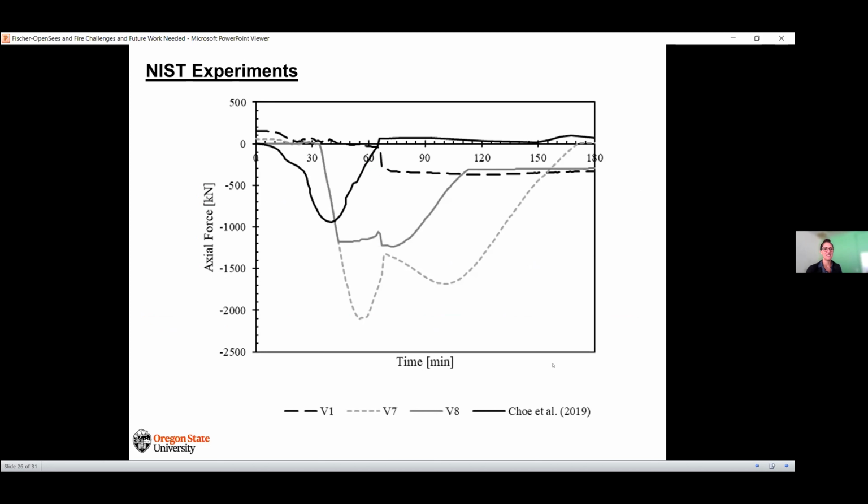Okay, so this is the axial force in the connection over the time of the fire. The solid black line is the experimental data. The dashed black line is a purely pinned connection. So you can see that does not align with the data at all. We can see when the gap actually closed around 35 minutes, the gap closes between that beam and the column.